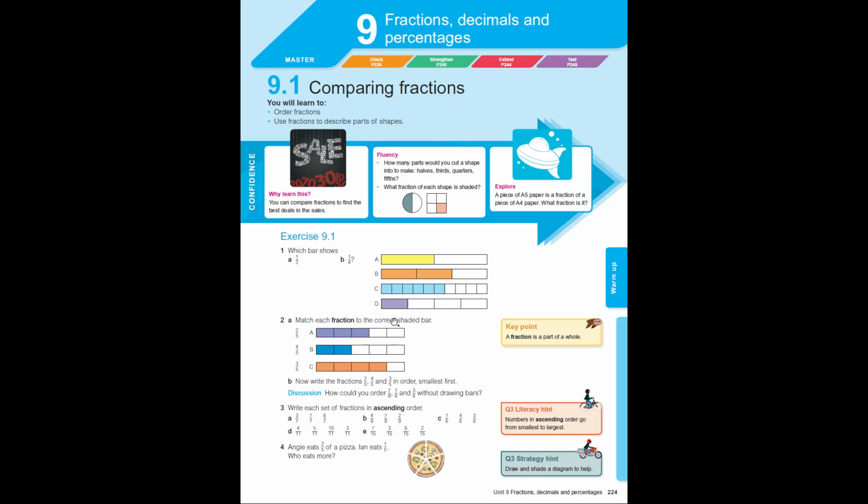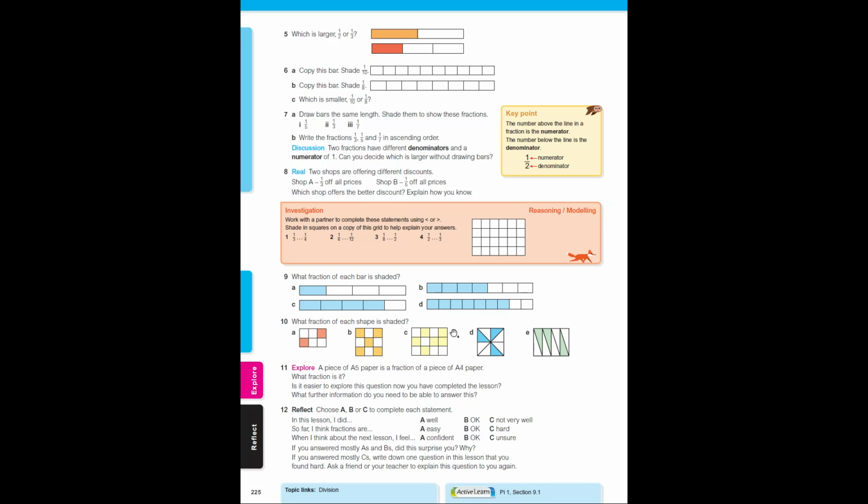Okay, so I want you to start at question number 3 for me. Write in ascending order, smallest to biggest, A, B, C, D, and E, and then question 4, and then turn the page and you work your way down to question 12. Okay, good. I'll post the classwork in the assignment. Good luck.